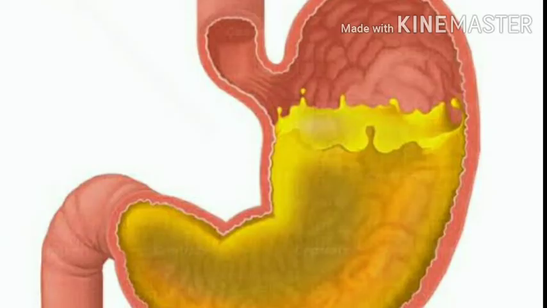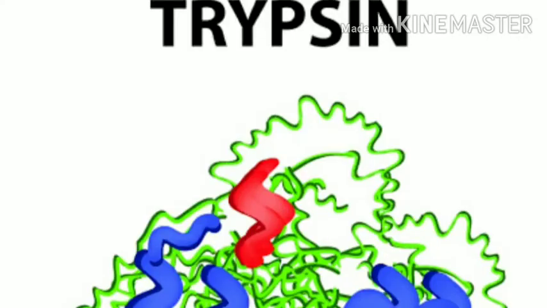Next, gastric juices. The HCl present in the gastric juices kills microbes by its low pH. Next, trypsin. Trypsin hydrolyzes bacterial protein causing cell lysis.